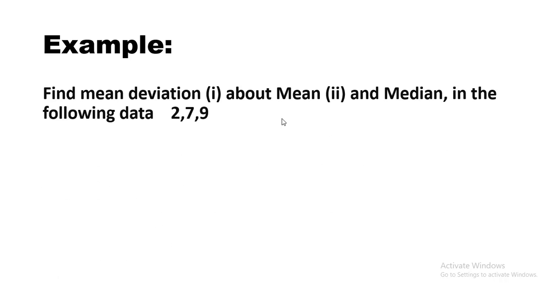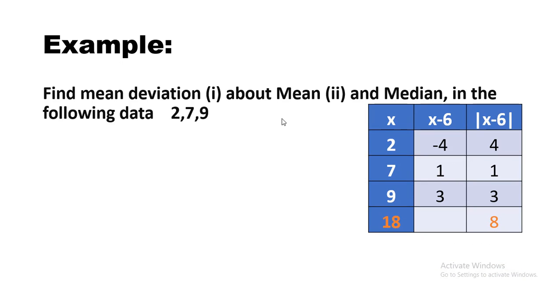So let's just take an example. Find mean deviation about mean and median in the following data. Now this data, as you know, is a simple random observational value data, and we are asked to find out mean deviation about mean and mean deviation about median of this data. In order to find out mean deviation about mean and median, we need to find out its mean value first.